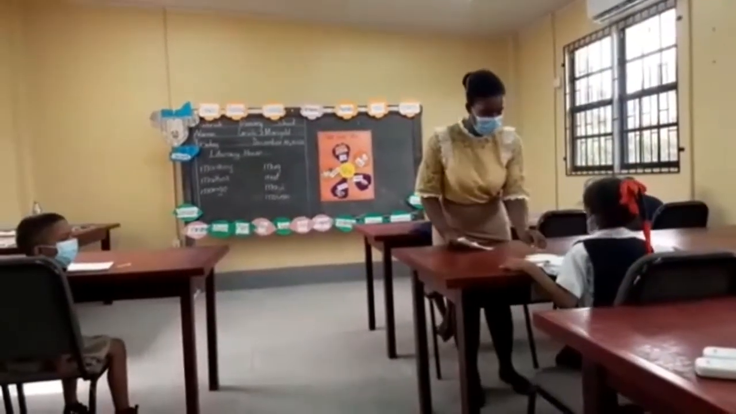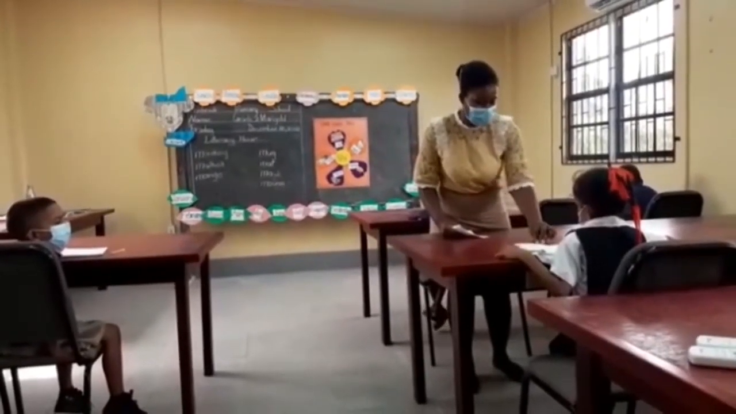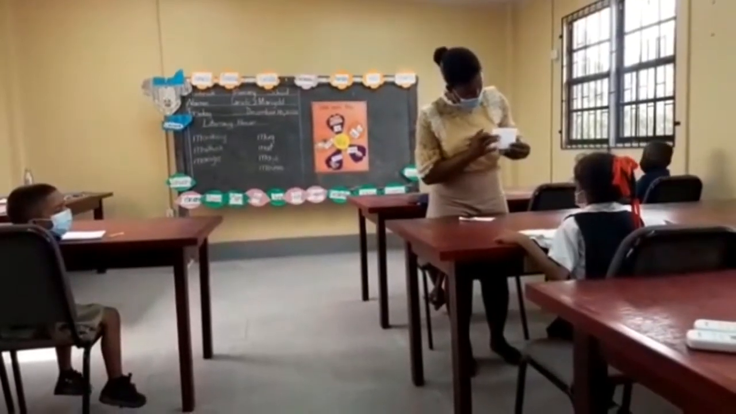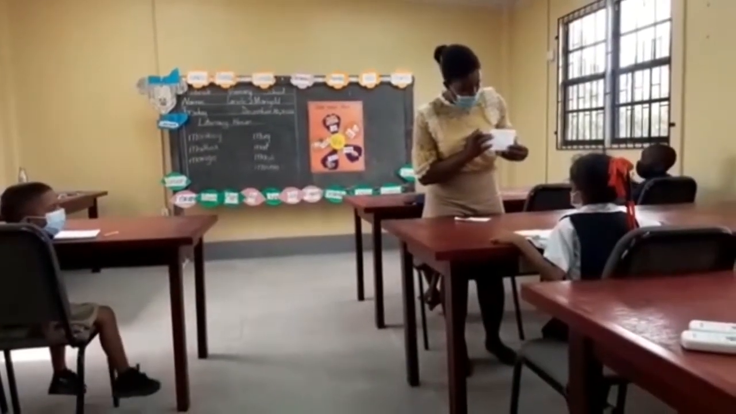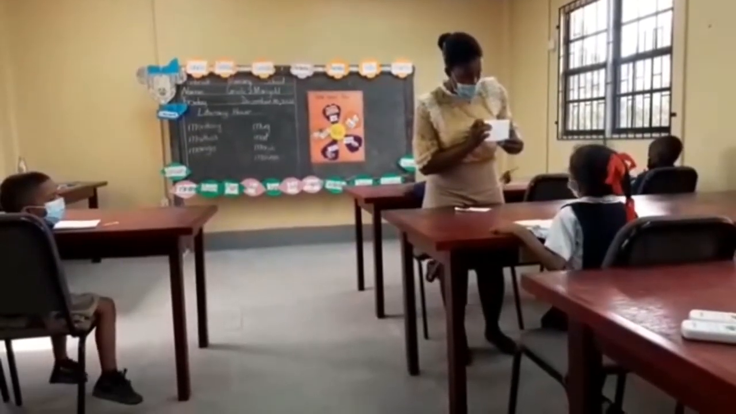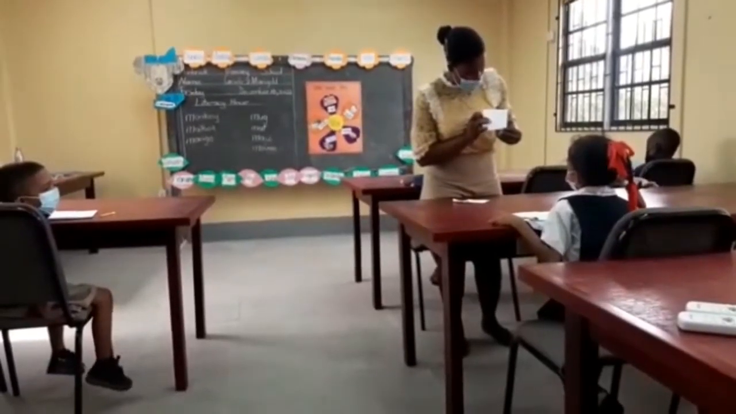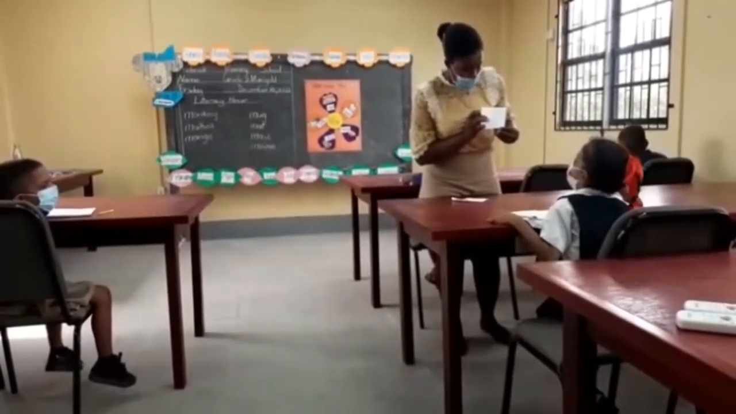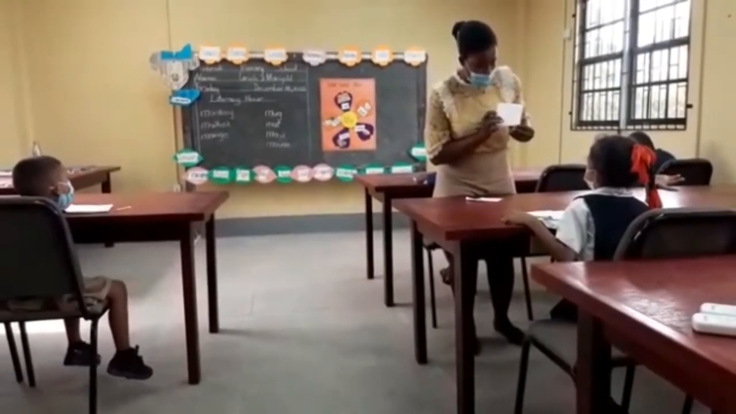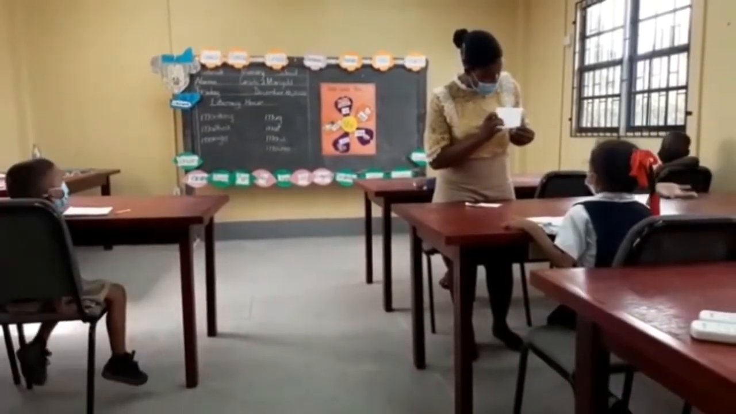In math, on your worksheet, you will have to match. You will have to match, okay? You will look at the words and you will match it to the picture. So this picture here is showing you what? Moon. So you have to look for the word moon and match it. This one is showing you what? Mouse. So you have to look for the word mouse and match it. This one is showing you what? Mask. Very good. So you have to look for the word mask and match it.